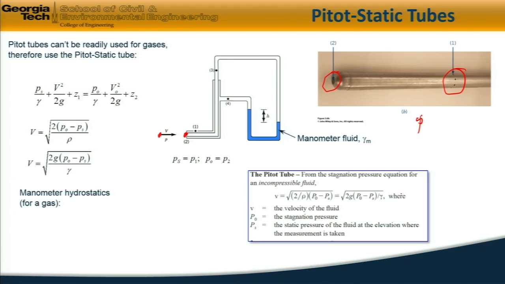And to complete this, I apply hydrostatics to the manometer fluid here, so the pressure difference is just gamma times h. And assuming that the fluid that we're measuring here is a gas, so its hydrostatic pressure is different, then P0 minus PS is equal to the specific weight of the manometer fluid times h. Combining the equations, we arrive at this. V is equal to the square root of 2 gamma m g h divided by gamma g, where gamma g is the specific weight of the gas.